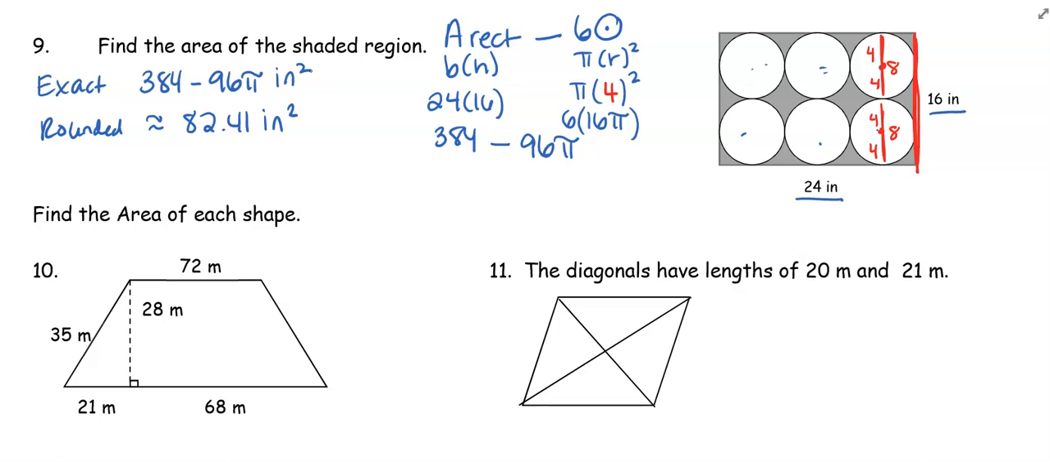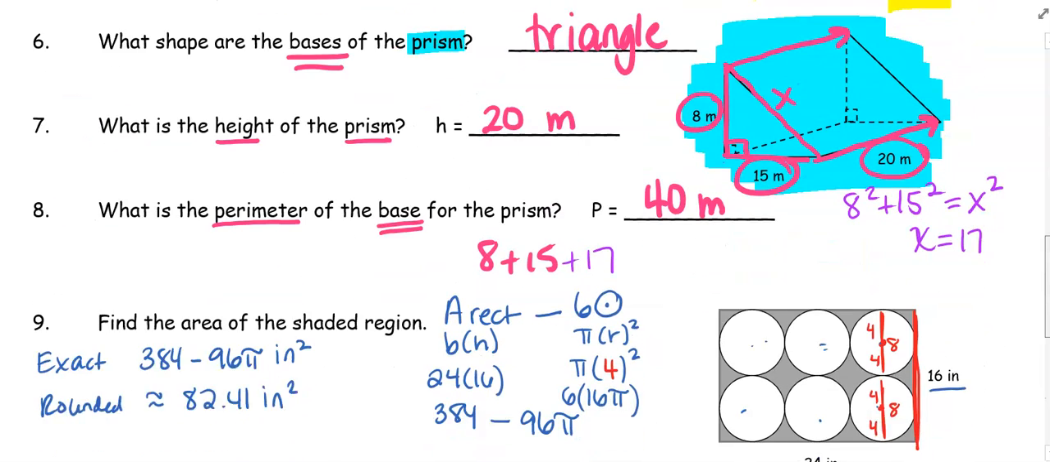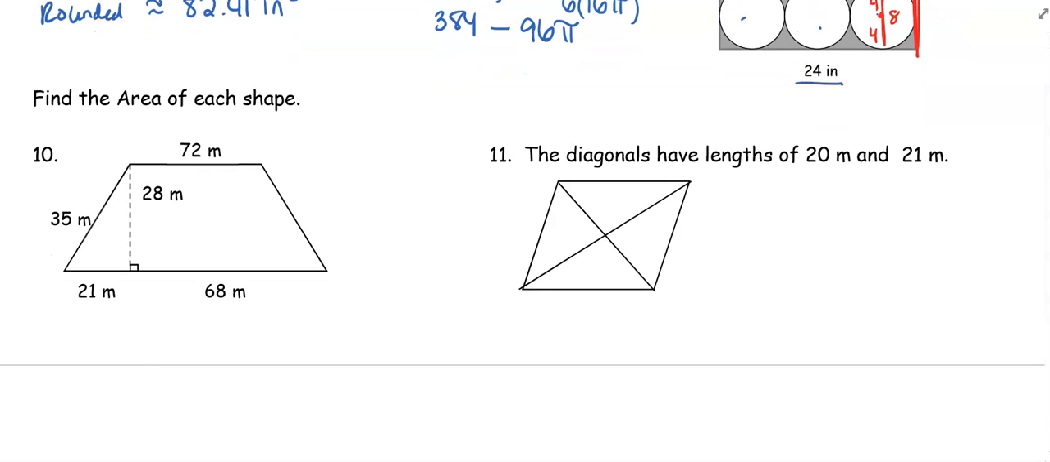We go down to the next one, finding the area of each of my shapes. Again, this is a review of our 2-dimensional objects. We want to focus on what shape do we have. So in this case, we have a trapezoid. I always identify the shape first, and that way you know where to go on your given formula sheet.